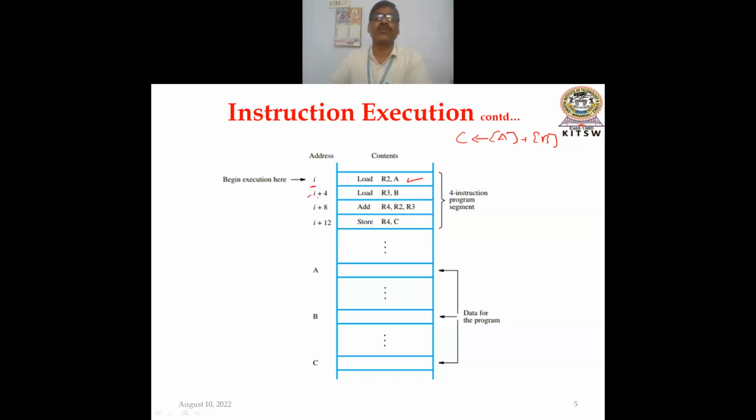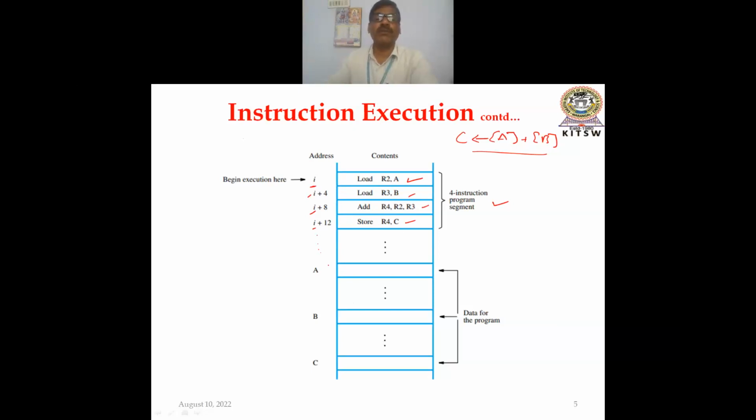Then the second word starts at I plus 4, the third word will start at I plus 8, the fourth word at I plus 12, and so on. So these are the four instructions which we have written to perform this operation. This is a four-instruction program segment that is loaded in the main memory of the computer. These four instructions are loaded in consecutive locations in the memory words: the ith location, I plus 4, I plus 8, I plus 12, and so on.